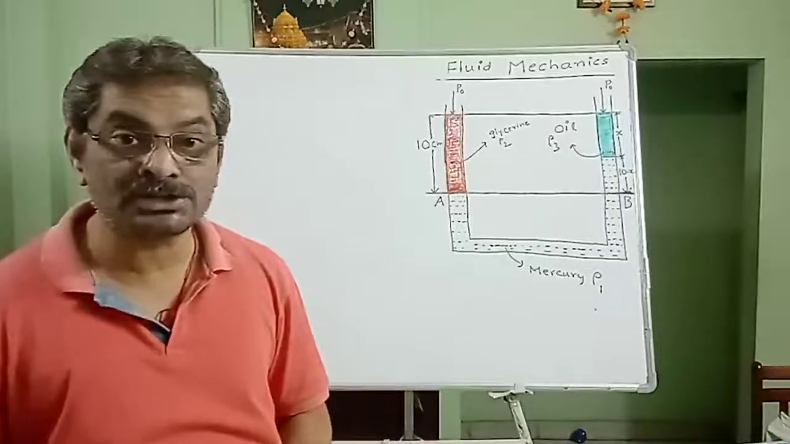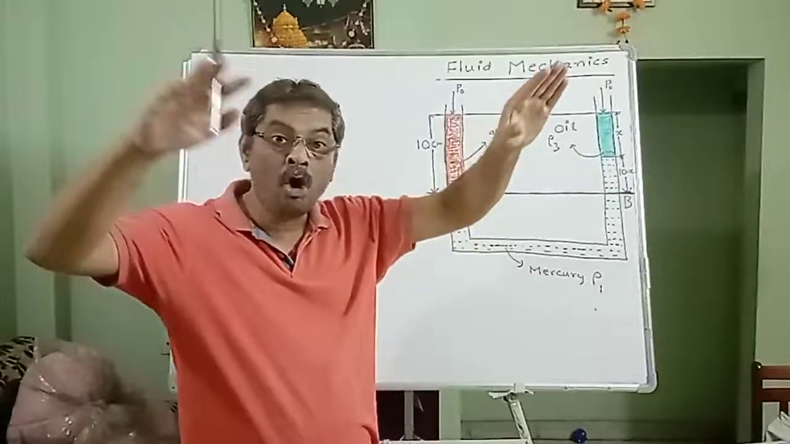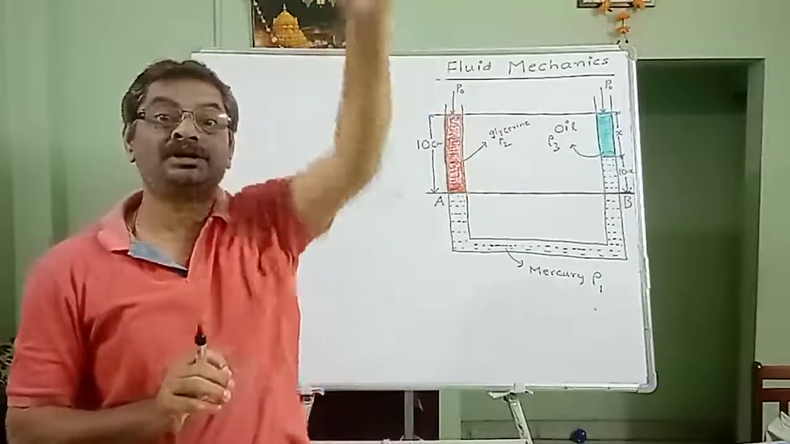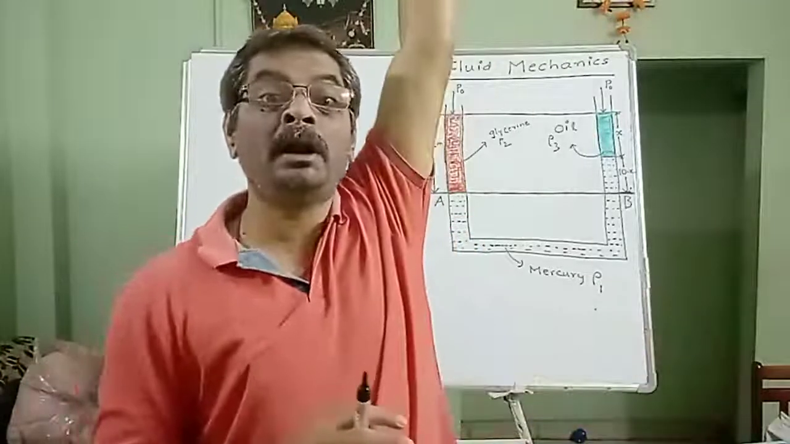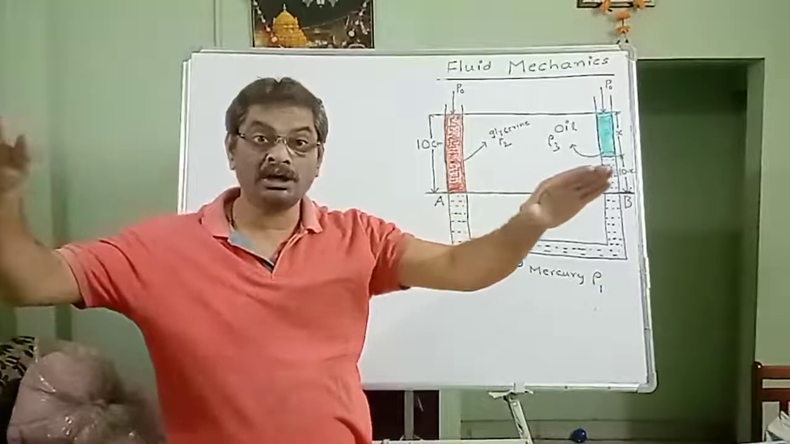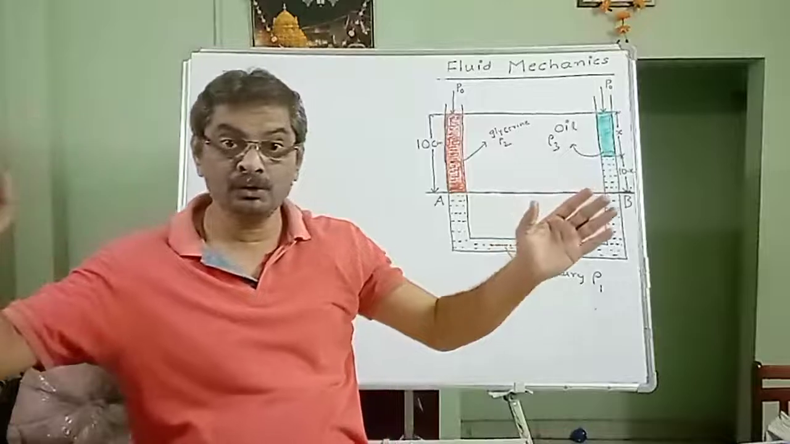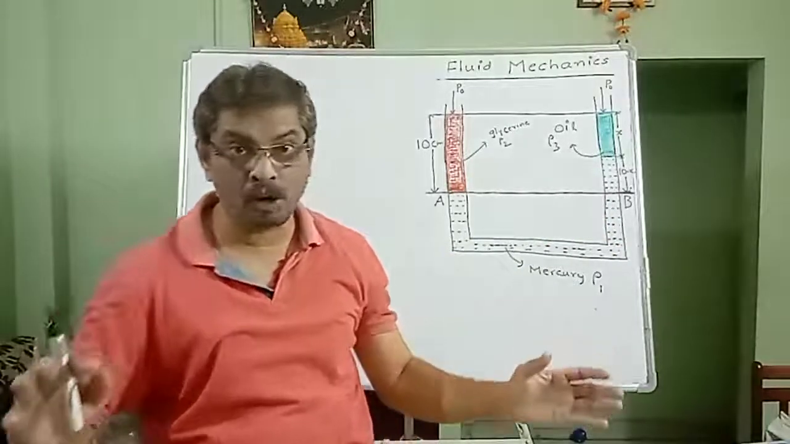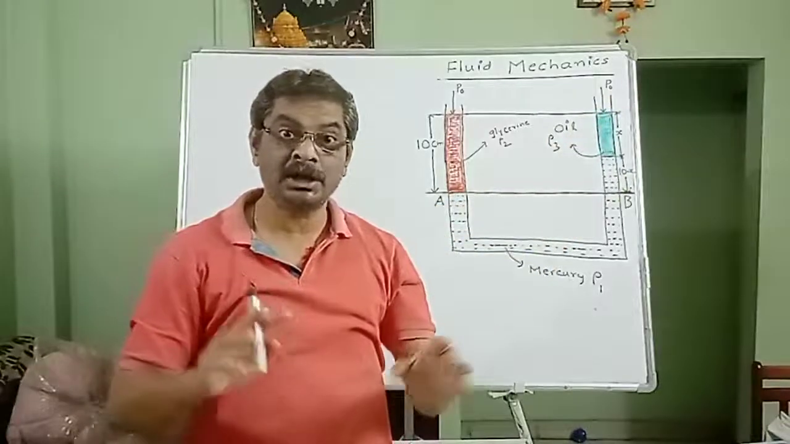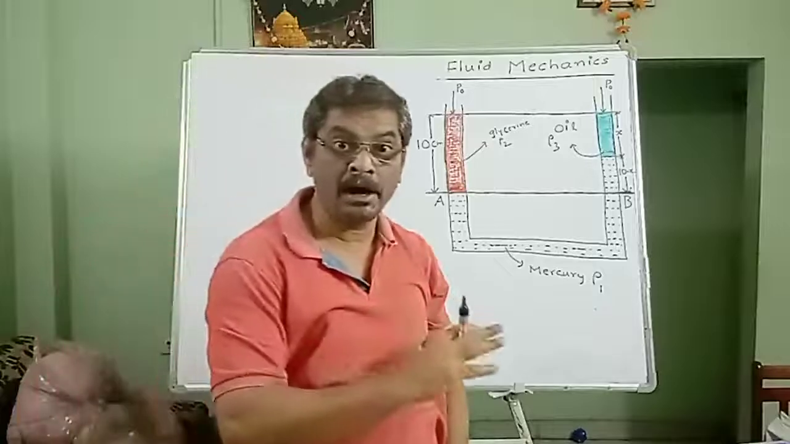Now what is the concept? Since point A and point B are lying on the same horizontal level, that's the reason why we equate the pressures at point A and point B. The total pressure at point A will be numerically equal to the total pressure at point B.